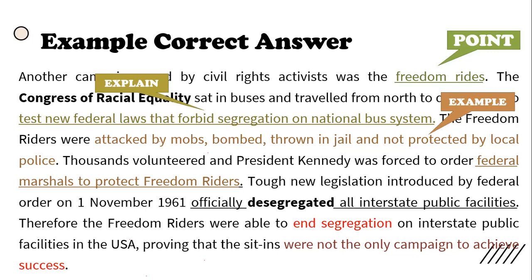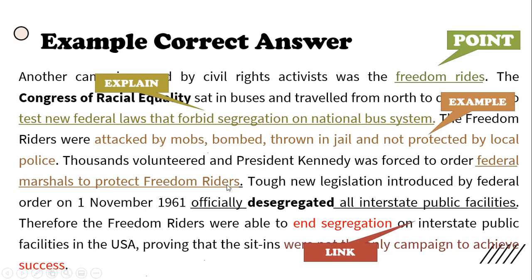Tough new legislation was introduced by the federal order on the 1st of November 1961, which officially desegregated all interstate public facilities. Therefore, the Freedom Riders were able to end segregation on interstate public facilities, proving that the sit-ins were not the only campaign to achieve success. So there you see that word desegregation, that result. Here you see your explanation and examples, and there's your point.